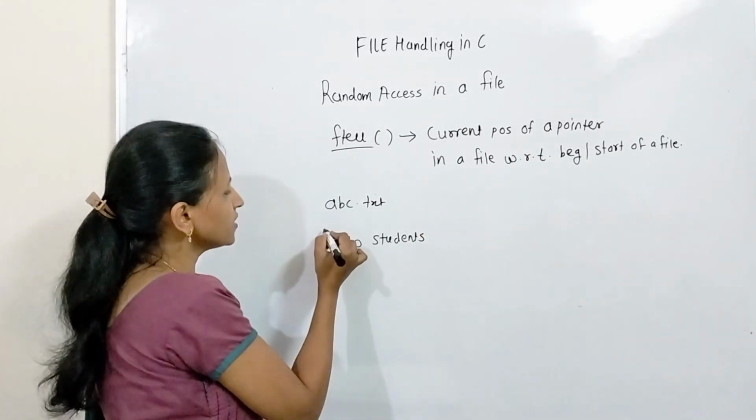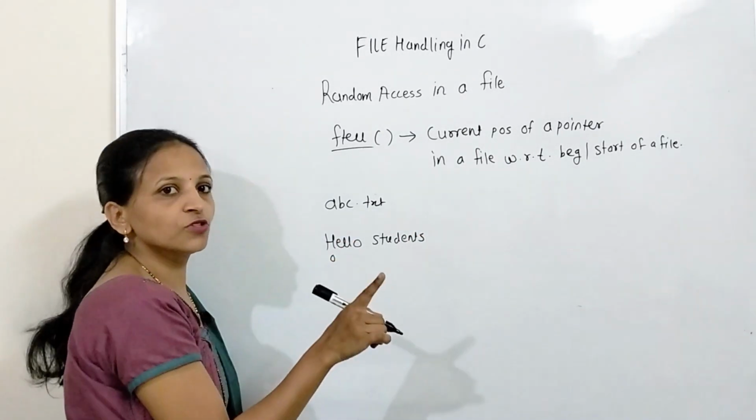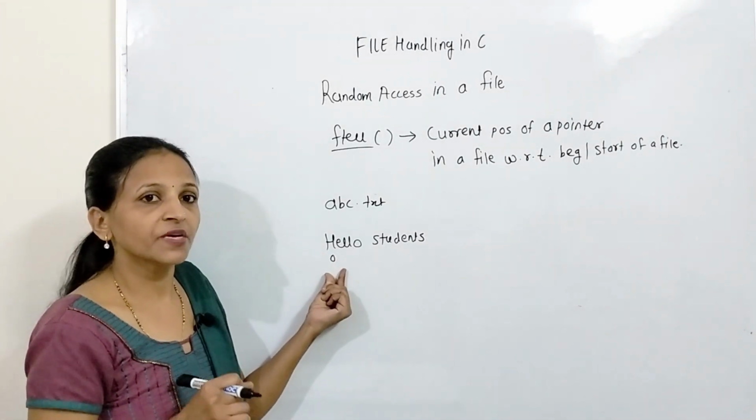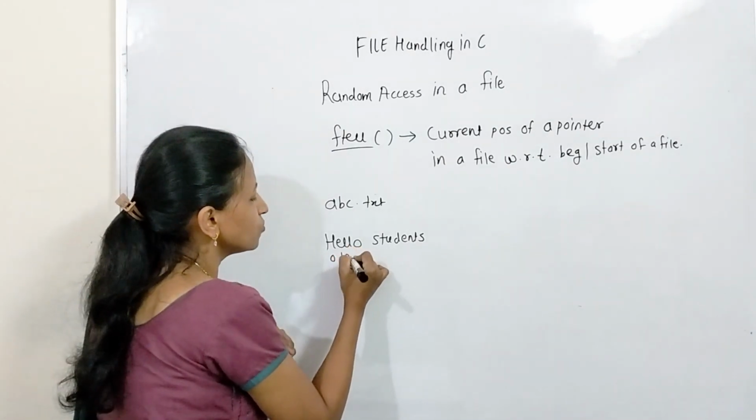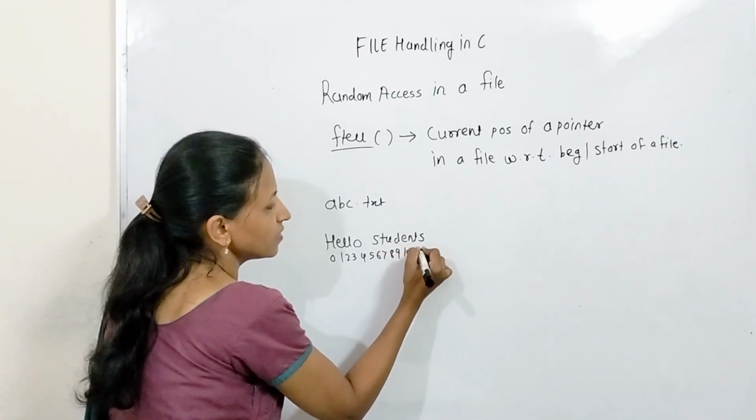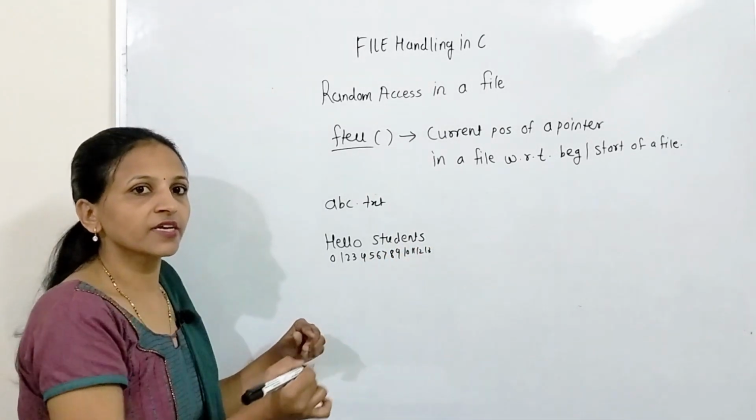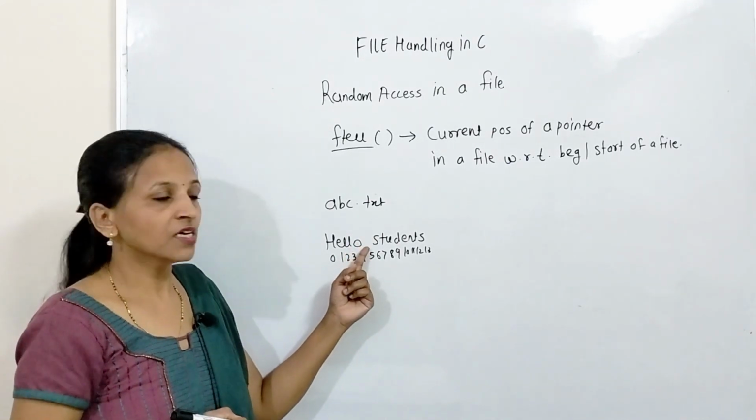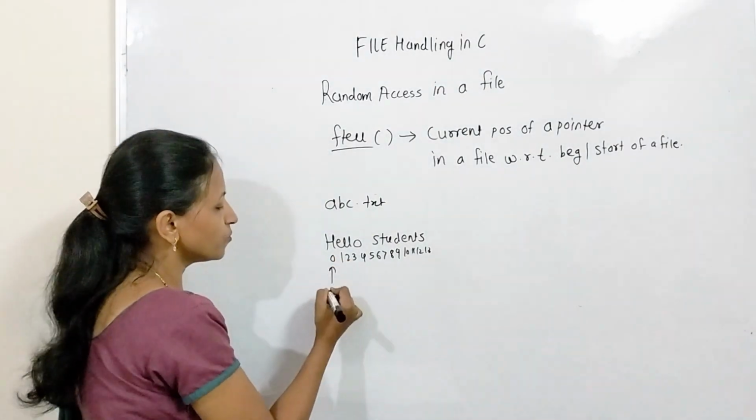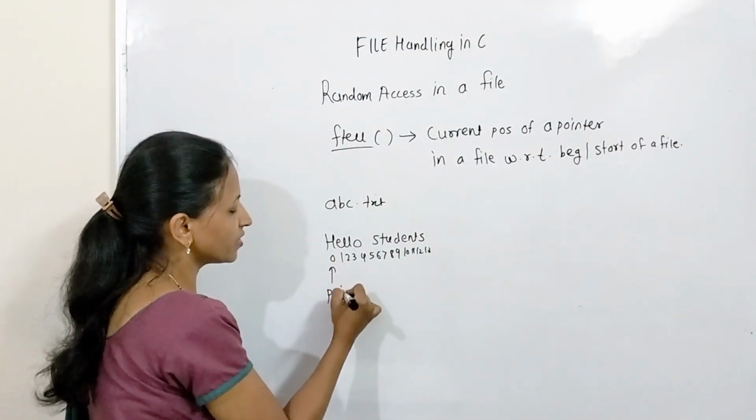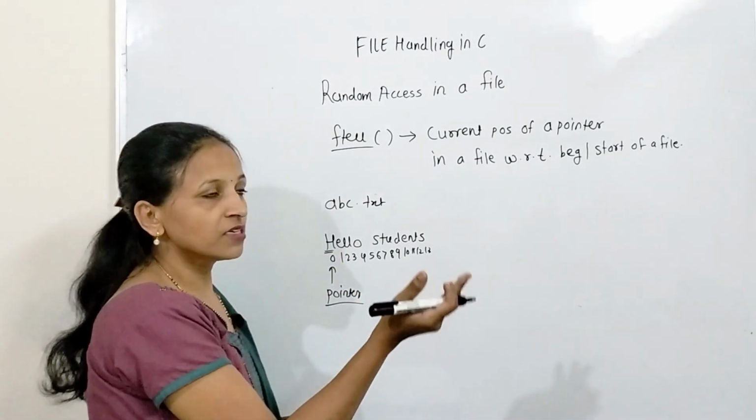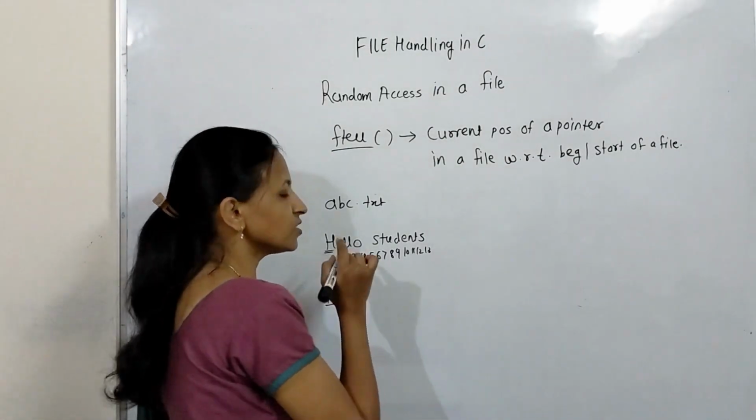Initially, this h will be considered at the 0th index. This byte will be numbered 0, which is the 0th index. Then 1, 2, 3, 4, 5, 6, 7, 8, 9, up to 13. There are 13 characters including this space. Whenever we open that file in read mode, the position indicator or internal pointer will be at this position. If you call the ftell function, it will of course return 0.